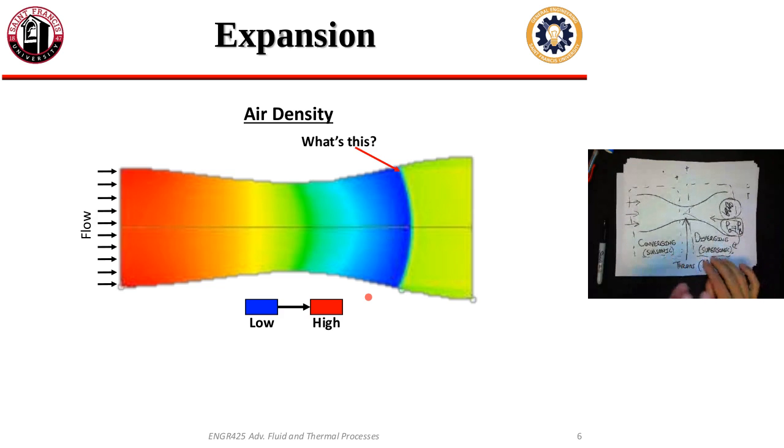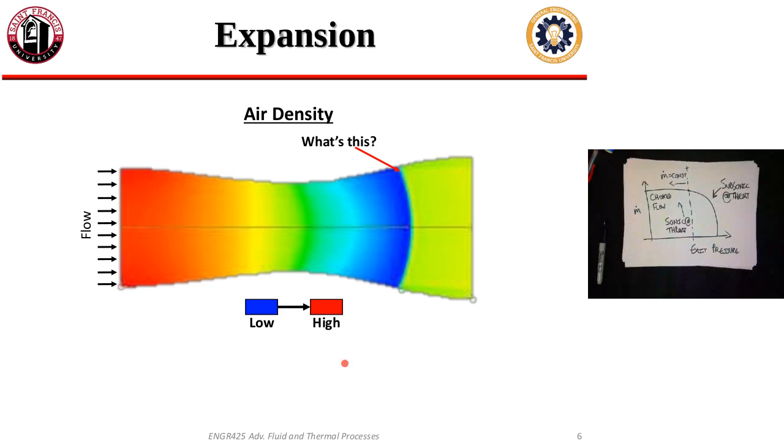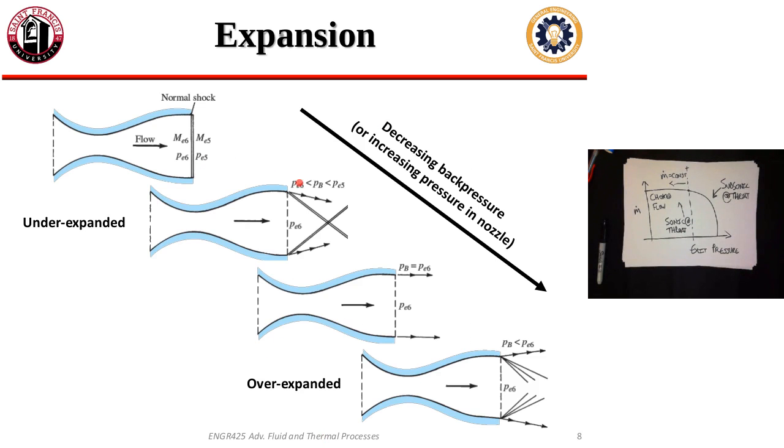Now, what if I turn down my back pressure a little bit? Well, now I don't need a normal shock to do that. Maybe I just need an oblique shock. This is what's called an under-expanded nozzle. What if I turn down the back pressure a little bit more? Well, now eventually I'm going to hit a sweet spot where the back pressure and the exit pressure match, and that's perfect. It means that my flow just leaves smoothly from the nozzle and there's no extra flow structures required.